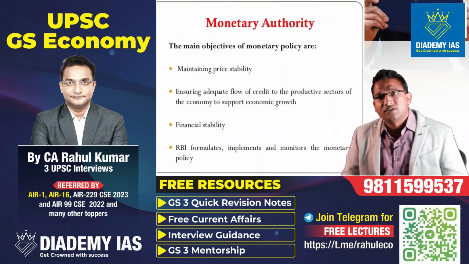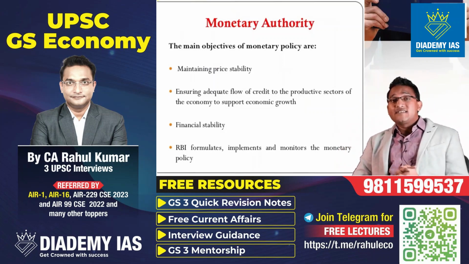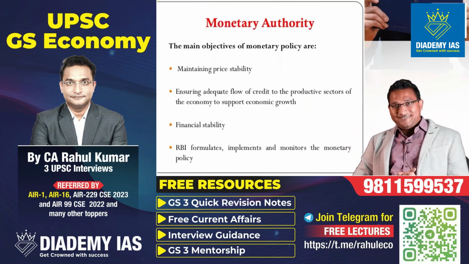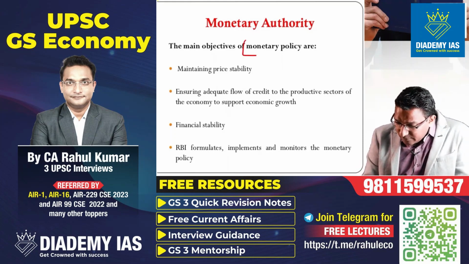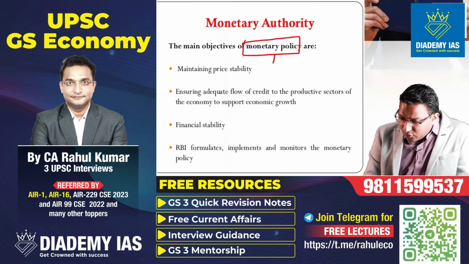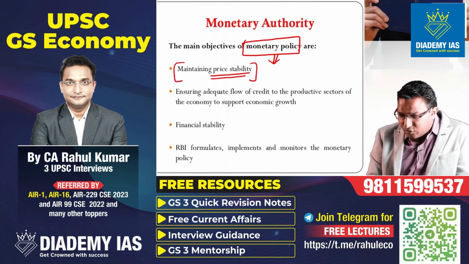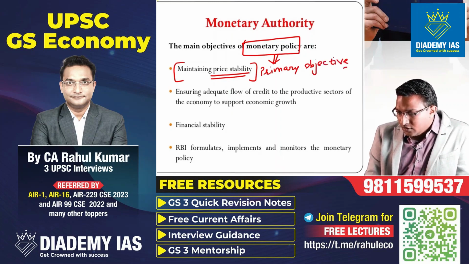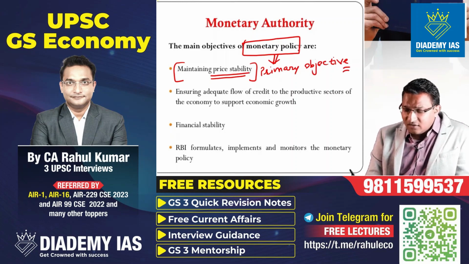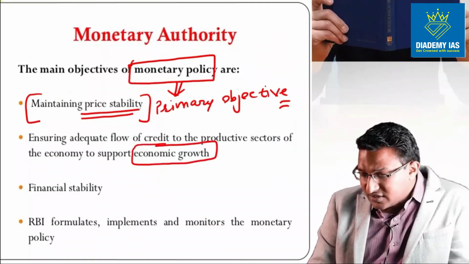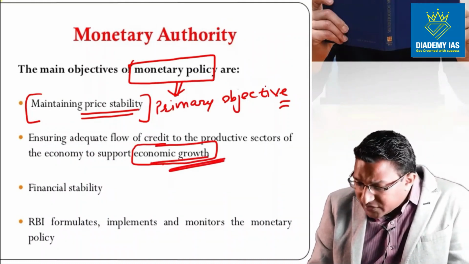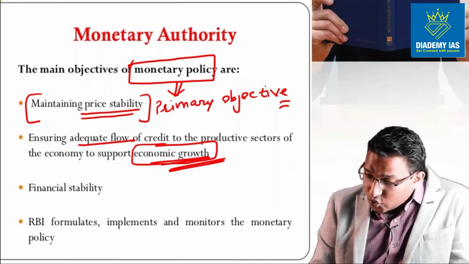Now the first monetary function is that RBI acts as the supreme monetary authority of the country, right? As the monetary authority of the country, it has to manage the monetary policy, right? And monetary policy has its own objectives. Maintaining the price stability is the primary objective of the monetary policy, and supporting the economic growth is the secondary objective, right? This economic growth has to be supported by ensuring the adequate flow of credit to the productive sectors of the economy.